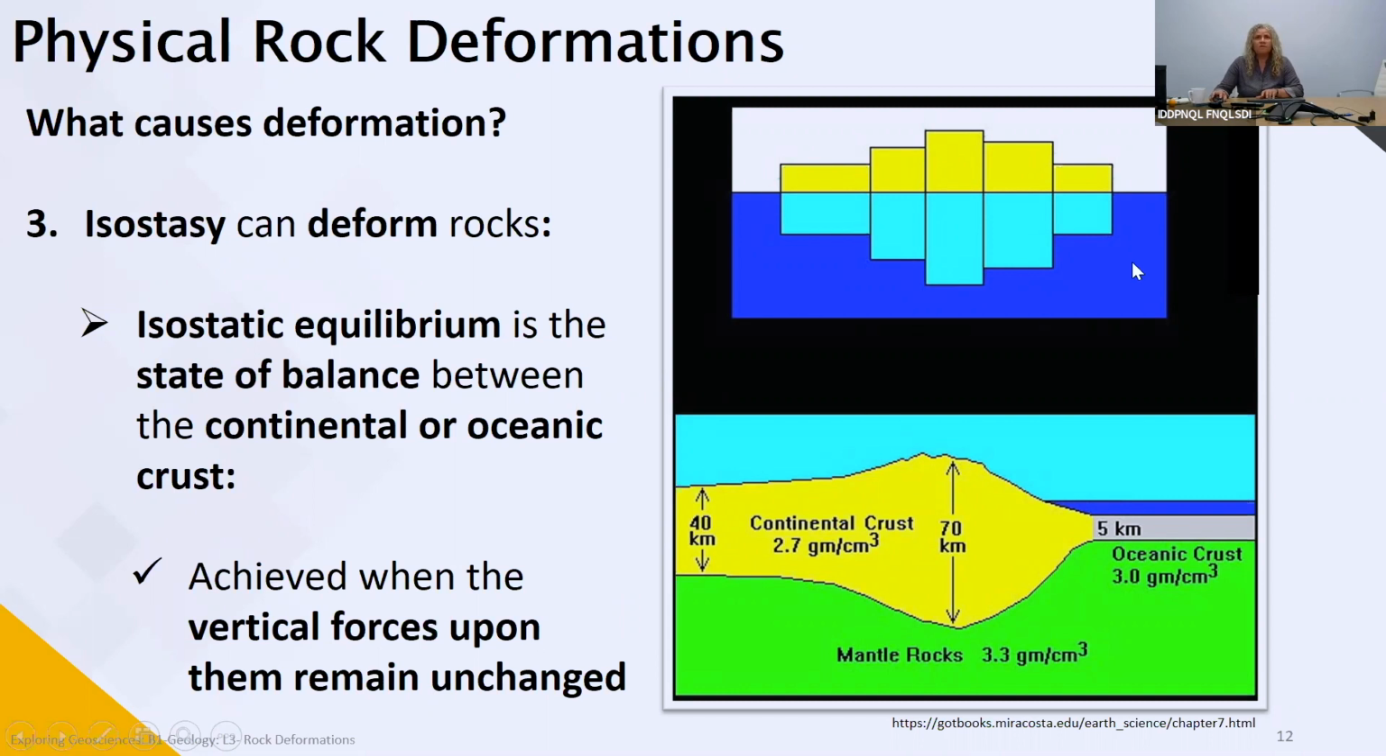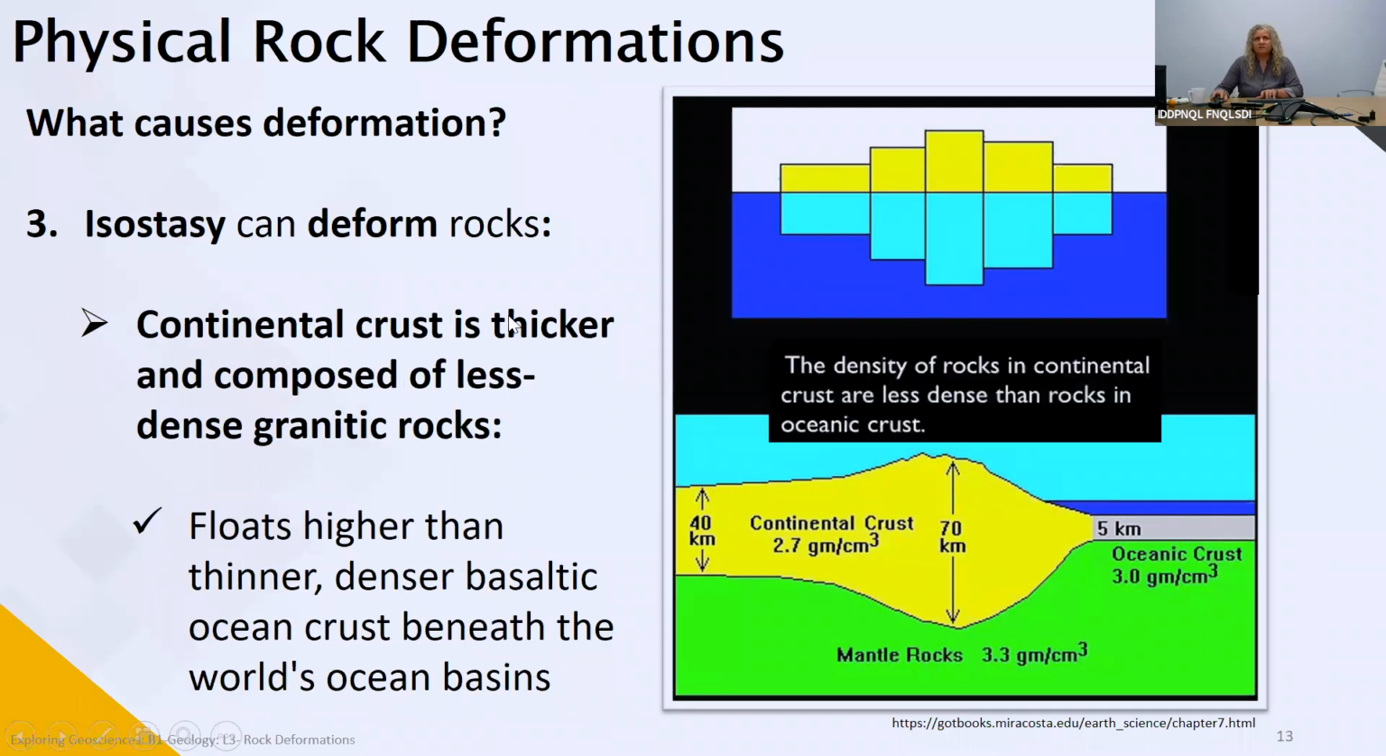Once we apply some changes upon either the continental or the oceanic crust, we have to understand that the continental crust is thicker and composed of less dense granitic rocks. So they float higher than the thinner, denser basaltic oceanic crust beneath the world's ocean basins. That's why they are usually higher in elevation.